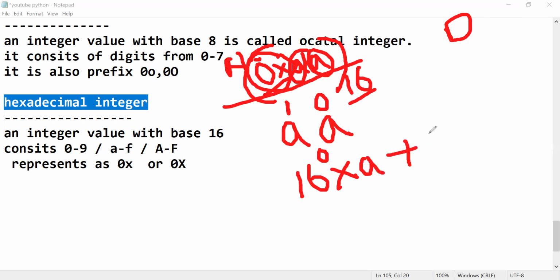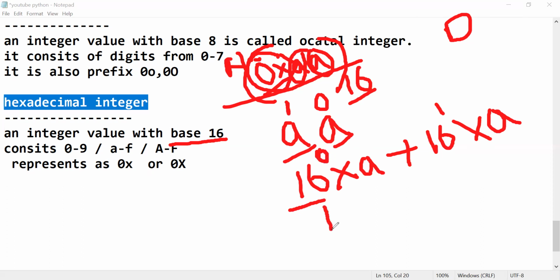Here we have to multiply with 16 power 0 into a, plus 16 power 1 into a, guys. Here we have taken hexadecimal values like a and small a. We need to multiply with the base value 16. Why? Because it is hexadecimal integer. If you want to convert to decimal integer, we need to multiply with 16, always 16. Any value with power 0 is always 1, guys, and we are multiplying with a.